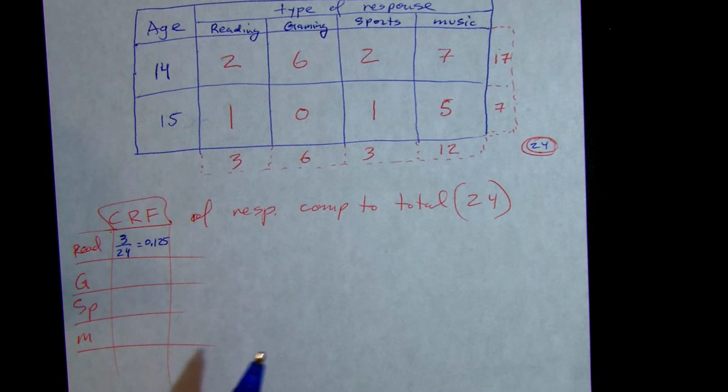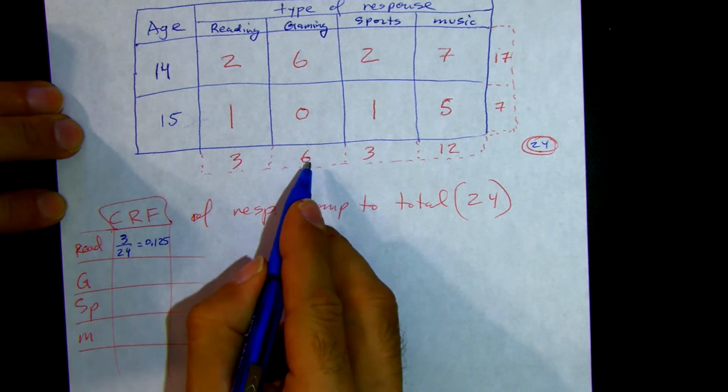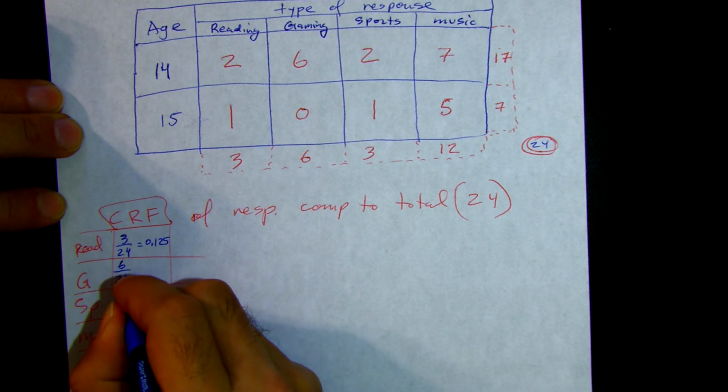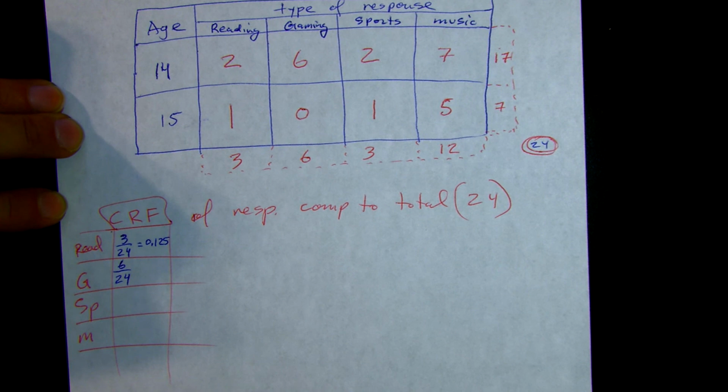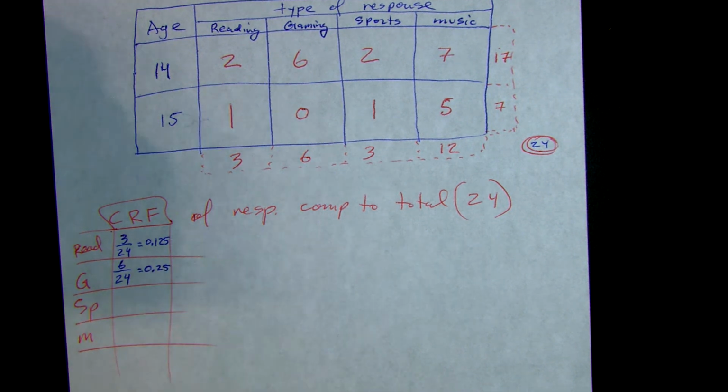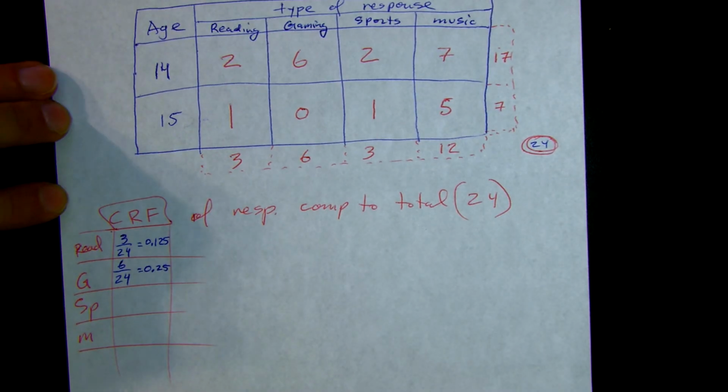Now, how about the CRF of the response gaming compared to the total? Yeah. It's 6 like gaming. 6 like gaming out of the total 24, right? 6 out of 24 reduces to 1 over 4. So we know that this is 0.25. More people like gaming in general. Good, Abby. Good cadence. Thanks for all the help. Oh, why? Okay, gotcha, Abby.